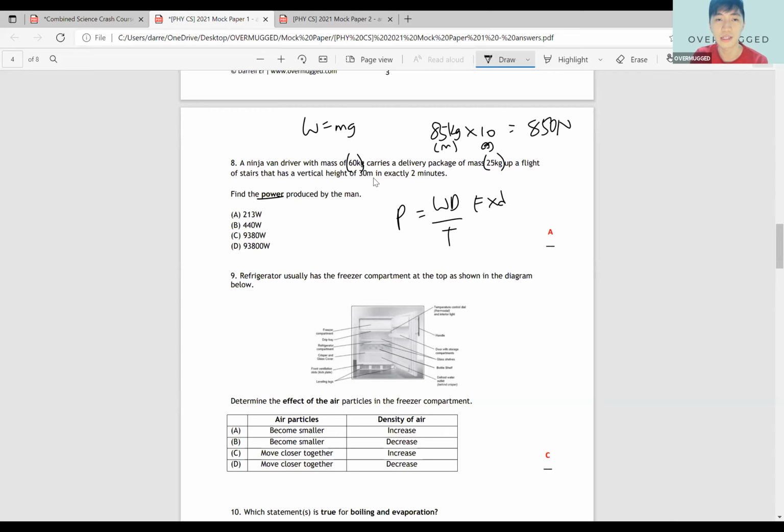Force times distance is work done. So this is 850. What's my distance? Vertical height of 30 meters. So what I do is I take 850 times 30 divided by time.